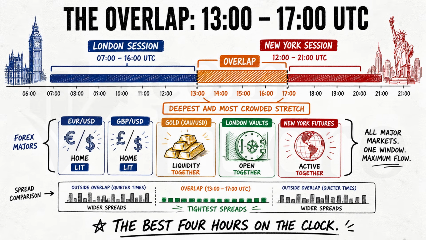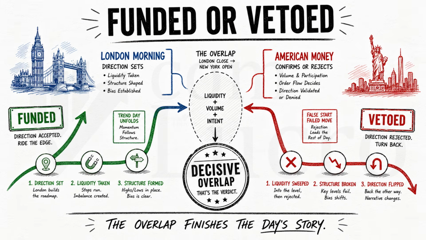Now the headline, the overlap. From 1300 to 1700 UTC, London and New York are working the same 4 hours, and we've been pointing at this window since the session video. This is the deepest, most liquid, most crowded stretch of the entire trading day. Both homes of euro to US dollar are awake. Both homes of pound sterling to US dollar are awake. Gold has London's vaults and New York's futures running side by side. Spreads across the majors are the tightest they will be all day. And this is when the day's story gets finished.